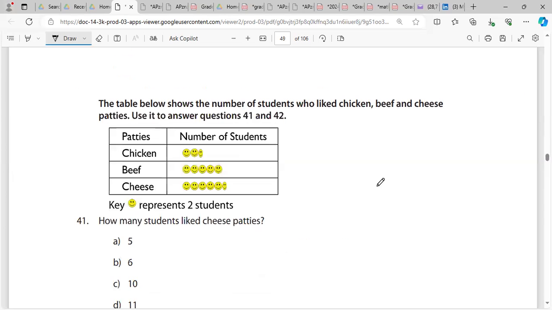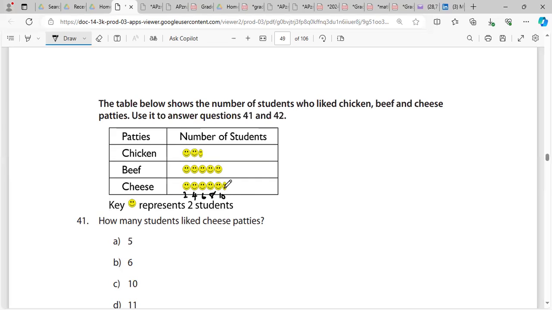The table below shows the number of students who like chicken, beef, cheese, and veggie patties. Use it to answer questions 41 and 42. And here we have the key. One of that is equal to 2 students. How many students like cheese patty? So it's 1 for 2. So it's 2, 4, 6, 8, 10.